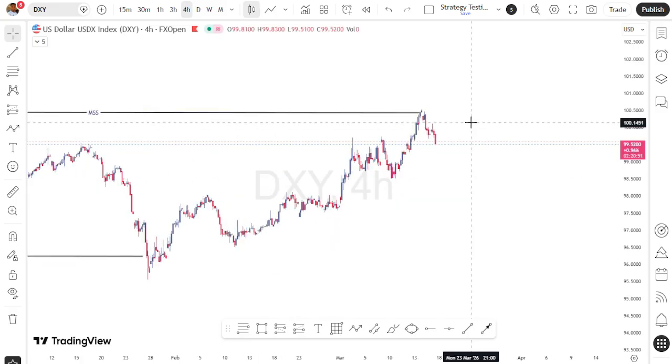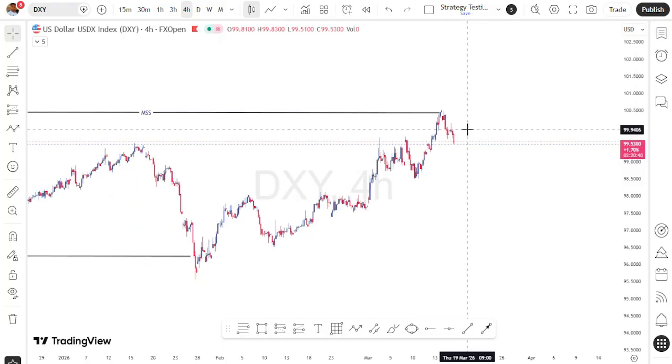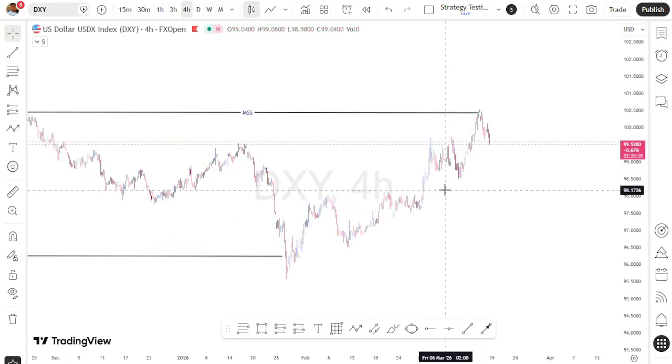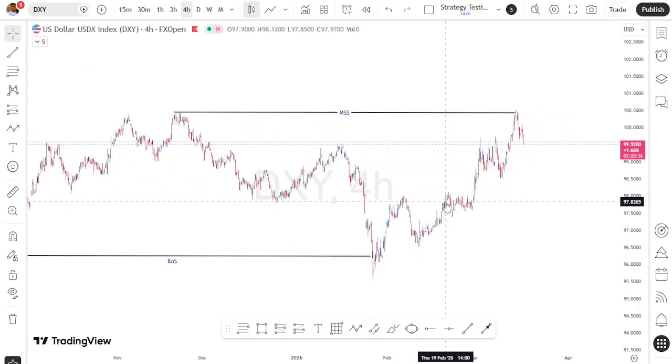And since the DXY is bullish, what are we going to be doing on the other pairs? We are going to be looking for shorts. On GBPUSD, we are going to be looking for shorts, and on the AUD as well, we're going to be looking for shorts. But right here, the DXY is going for a retracement right now. So let's just wait for that retracement.